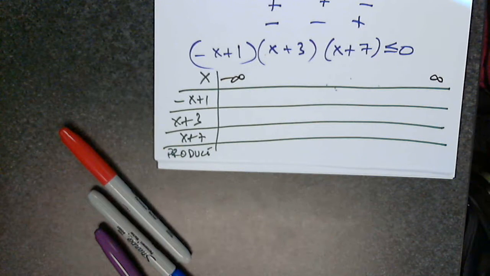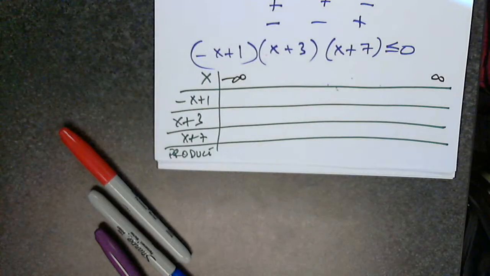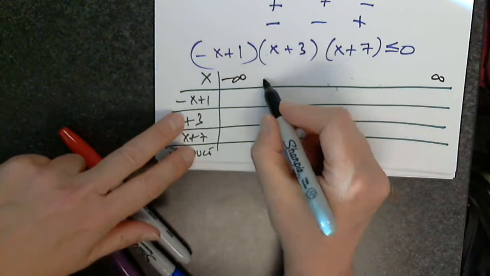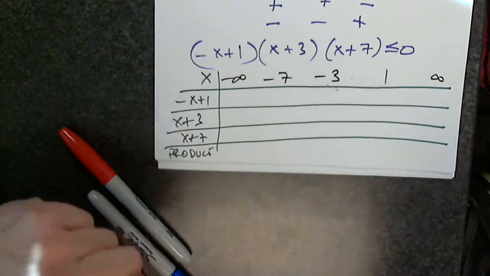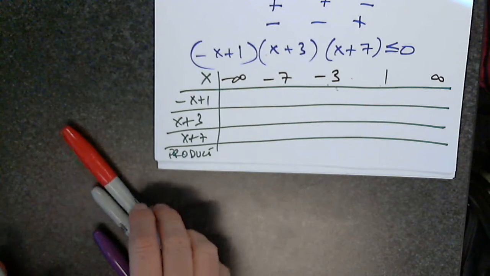Would that be positive 1? Of course, because negative 1 with minus in front will be 1 plus 1, which is 2. Then a negative 3 and a negative 7. Yes. So then in order, negative 7, negative 3, and positive 1. I agree.